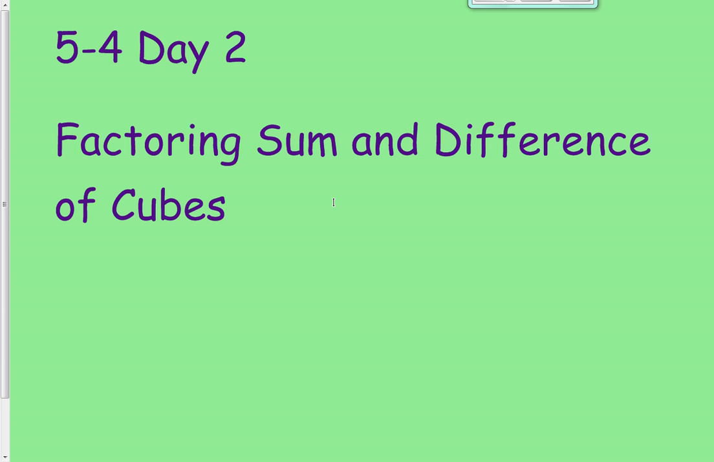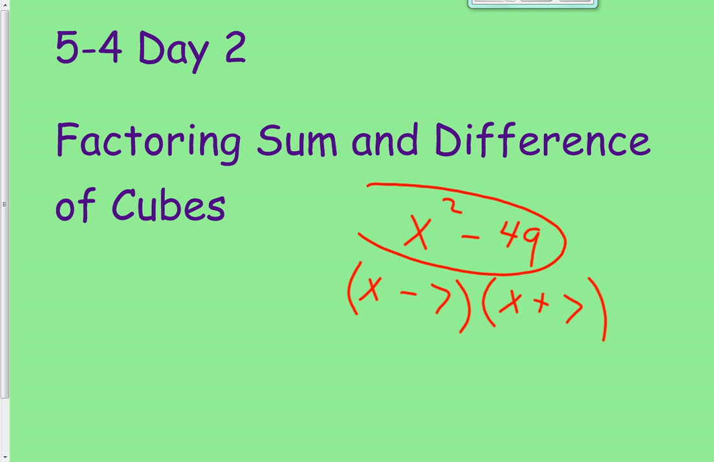This is when we had like x squared minus 49. What can this factor down to? Well, we talked about how it factors down into x minus 7 times x plus 7. So whenever you see 2 terms, what I first want you to think of is factoring using the difference of 2 squares, which is this right here.